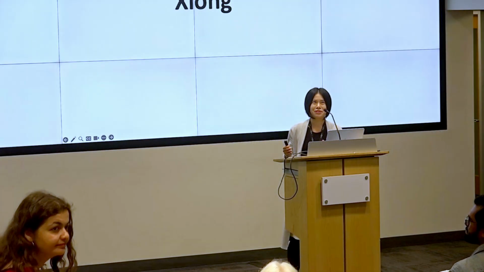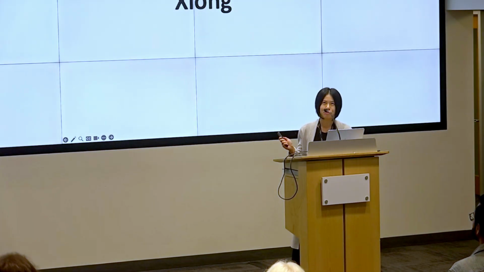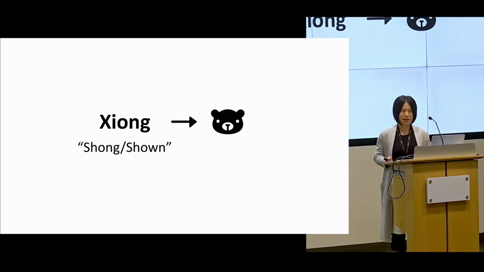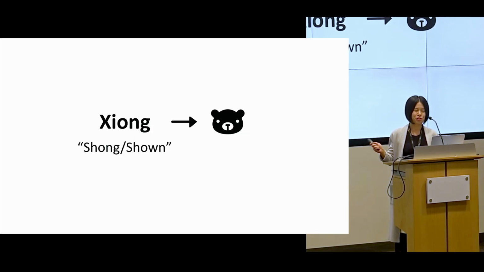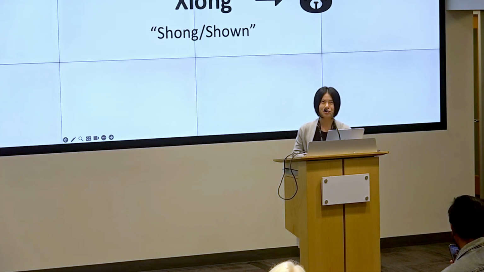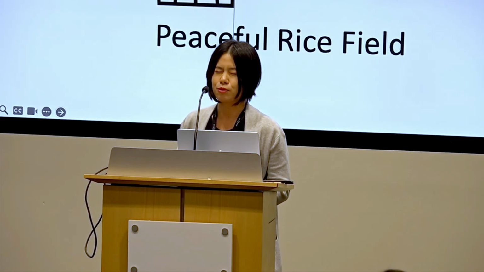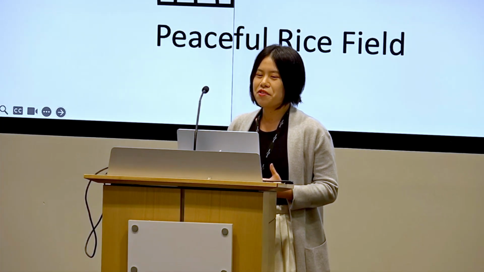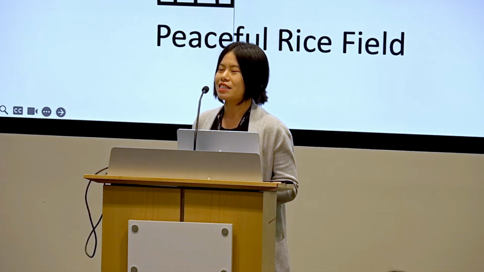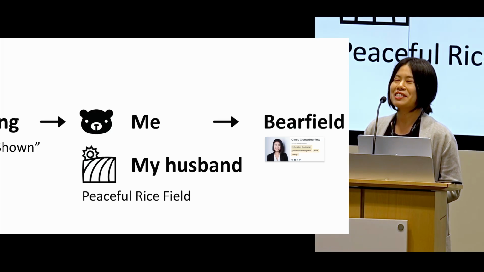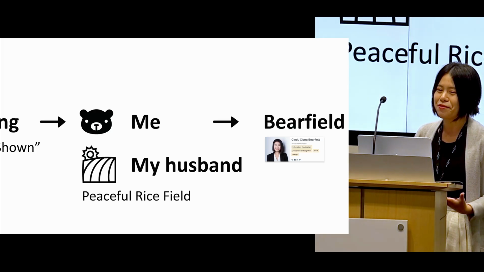I want to give a backstory just about my name. So my last name, Xiong, it means bear in Chinese, and it's pronounced Xiong, however you choose. I couldn't hear the difference. And I got married recently to a guy whose last name means peaceful rice field. And I'm very tired of being the last of the alphabet. So I thought, why don't we combine our last names into this one, the Bearfields?